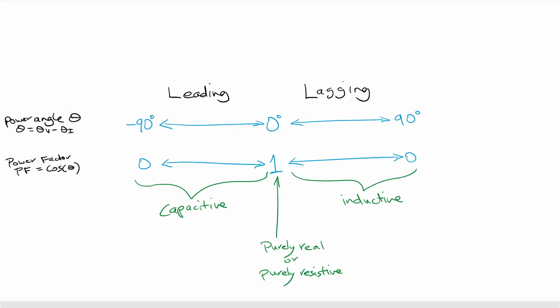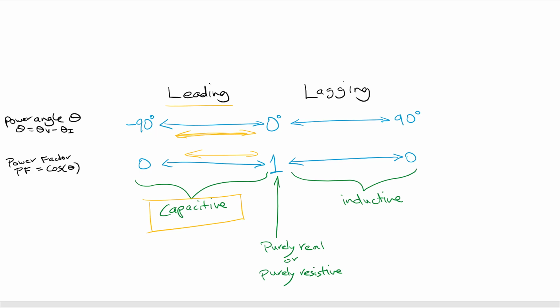Here's another visual aid showing the relationship between leading and lagging. So when we have a leading power factor, the power angle is going to be negative. And the power factor is going to range from 0 to 1. And this indicates a capacitive load.